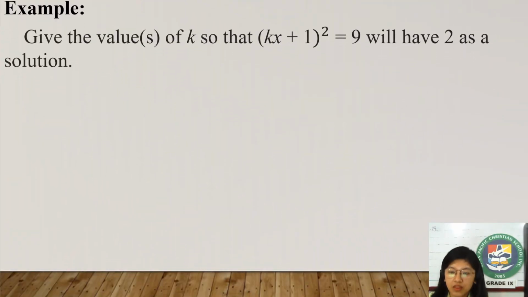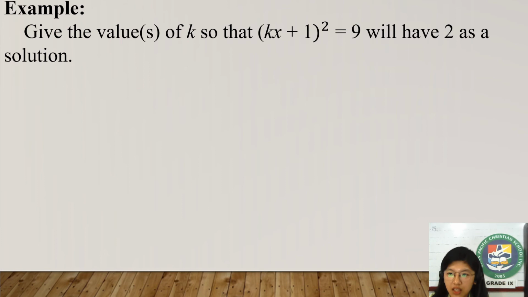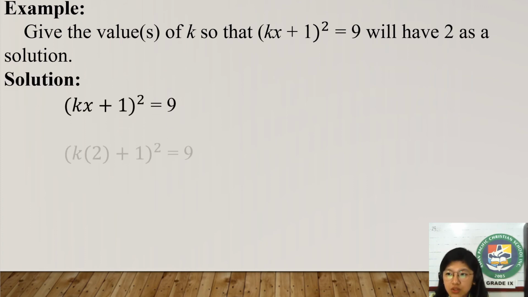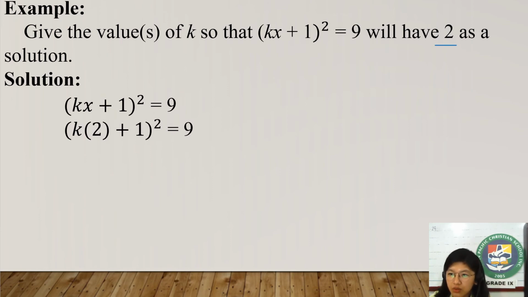So, last, give the values of k so that (kx + 1) squared equals 9 will have 2 as a solution. So, paano yun? Substitute the value of x. Since we have here the value of x as 2. Kasi ang solution, yun yung mga values ng x. So, we have the given (kx + 1) squared equals 9. So, pinalitan lang natin yung value ng x, which is 2. So, to multiply this, 2 times k will give you 2k.